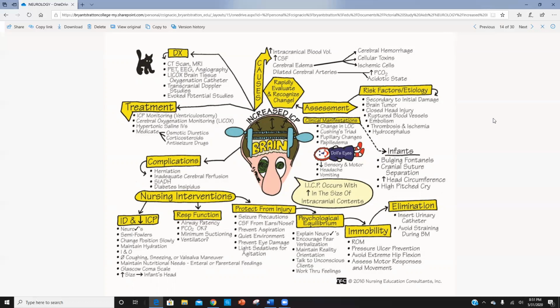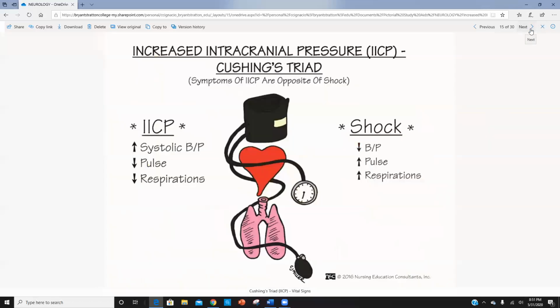Let's see, pupil changes. The pupils will be dilated, unequal, maybe non-reactive to light. Changes in the vital signs we will see, and I'm going to go to the next slide, speak to the Cushing's triad. And so Cushing's triad is the opposite of shock. So in your patient that has shock, that probably means that they have too little fluid, right? Fluid volume deficit. Their blood pressure is dropping, their pulse is increasing, and so is their respiration.